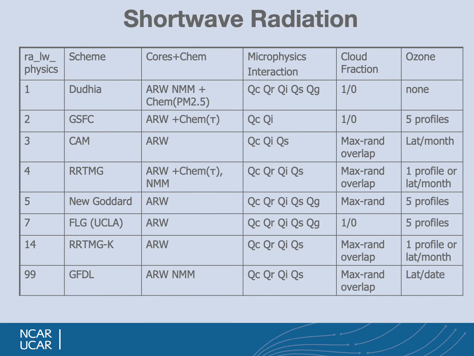Cloud fraction again, same as Longwave. The ozone is more important for shortwave, and some of these schemes have a more sophisticated treatment of climatology than others. The ones with latitude and month have a climatology that is basically latitude, height, and month. And the RRTMG has that as an option. Actually, that's the default now in RRTMG, but it came from the CAM radiation scheme originally.